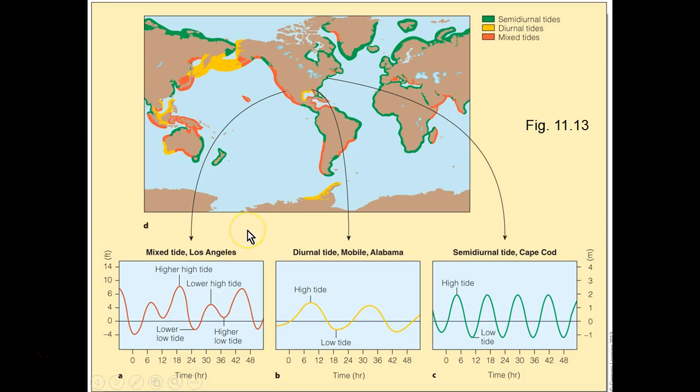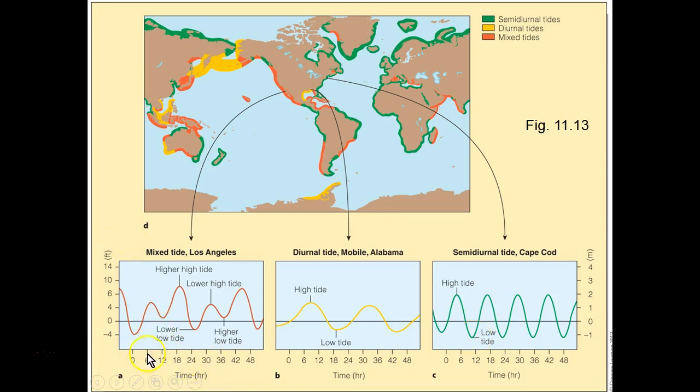Okay, and so a mixed tide is basically where you have two high tides and two low tides a day. However, the high tides differ in height from each other, and the low tides differ in height from each other. A diurnal tidal pattern actually just means that there is only one high tide and one low tide over the course of the entire day. Whereas a semi-diurnal tide has two high tides and two low tides, and the two high tides are the same height and the two low tides are the same height.